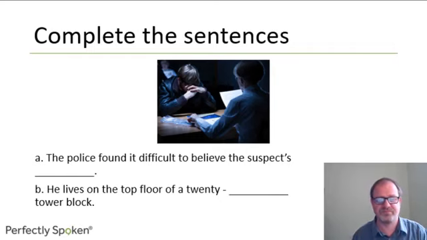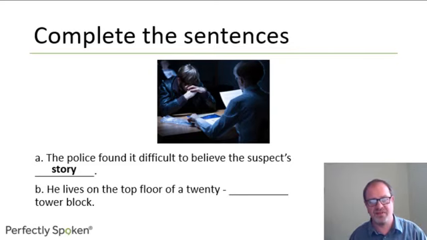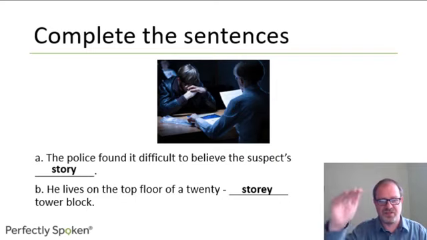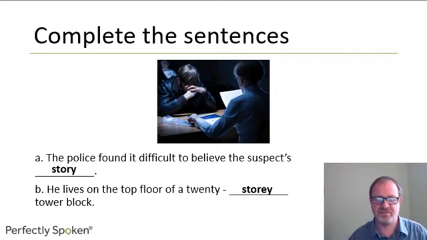So the first one, story, is obviously S-T-O-R-Y, because it's his account, what he said happened. And the second, story, is the E-Y, because the tower block has 20 floors, 20 stories. Okay.